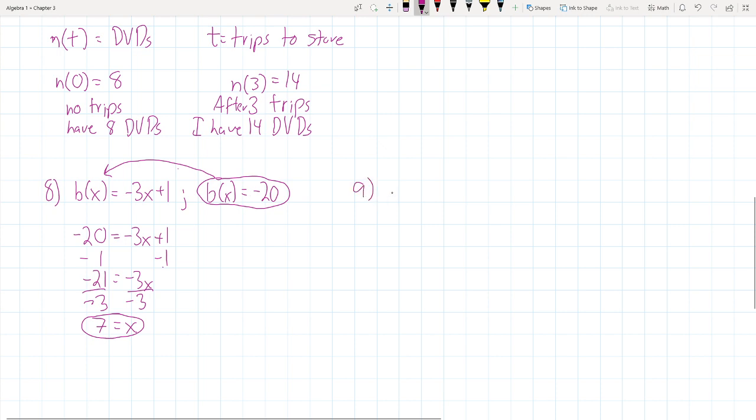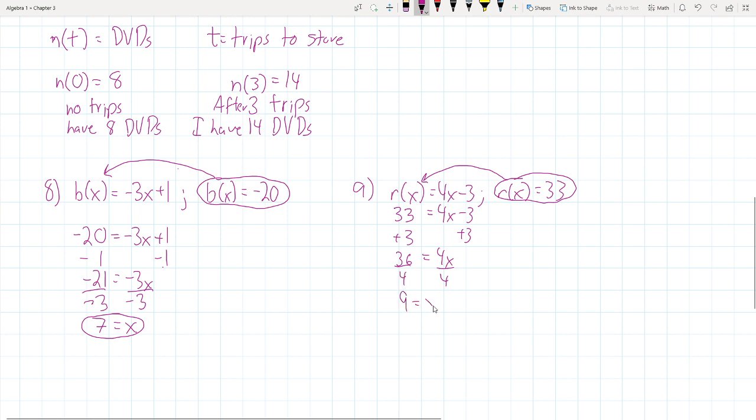Let's do number 9. Number 9 says r of x equals 4x minus 3. R of x equals 33. So what I'm going to do is take this and plug it in for r of x. And so I have 33 equals 4x minus 3. And now again, this is something that we've done before. So I go 33 plus 3 is 36 equals 4x. I divide both sides by 4, and I get 9 equals x. And that's my answer.